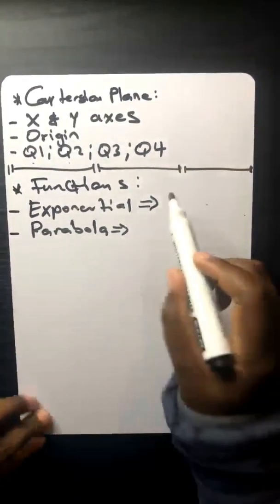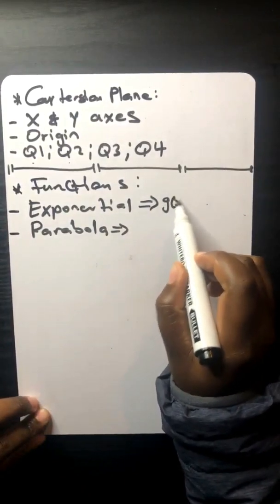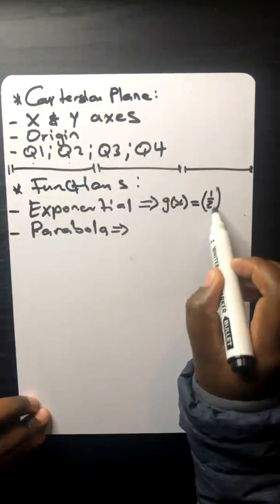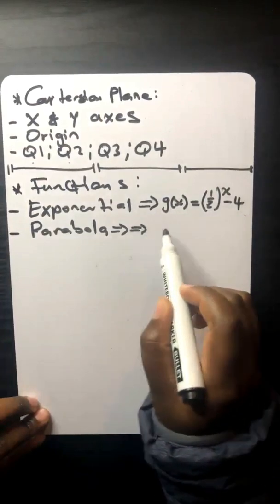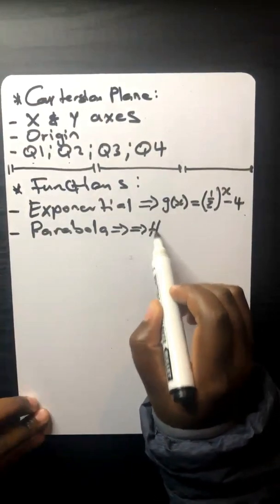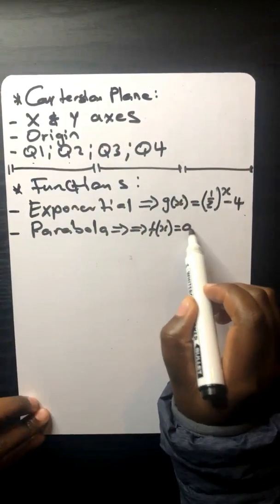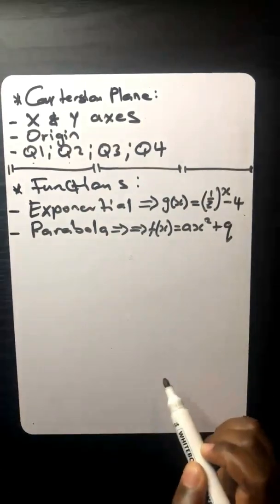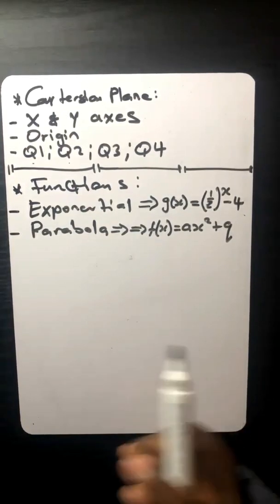So this one is the exponential, g of x equals a half to the exponent x minus 4. And again, we have this one of f, what is it? They are saying it's a x squared plus q. So let's see what else we are having there.